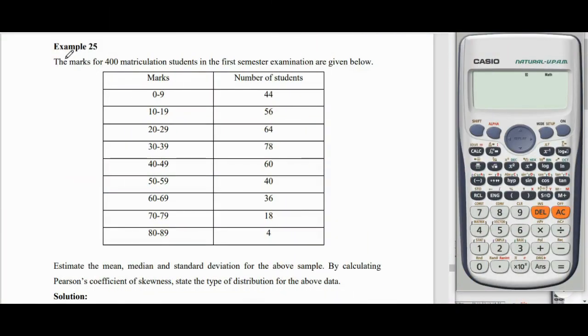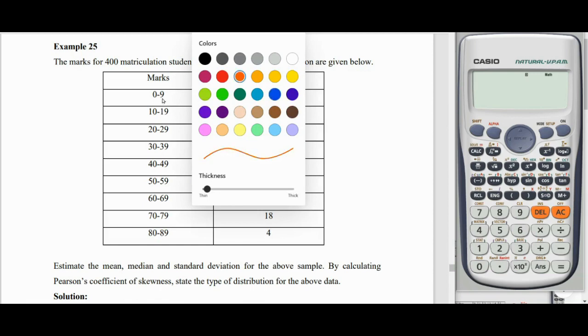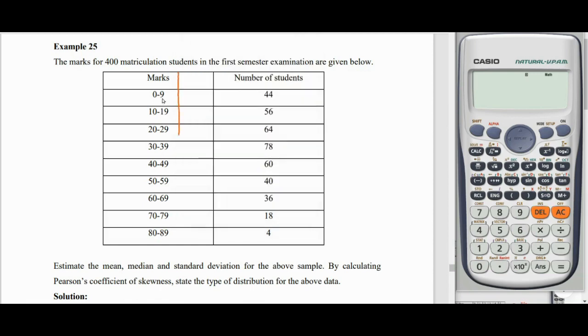For this question, given that the marks for 400 matriculation students in the first semester exam are given below. So you can see this is grouped data. While doing grouped data, what we need here will be our X. So our X here will be the midpoint of the class to represent the class. So for this midpoint, we have to find out, which is 4.5. Continue, it will be 14.5. Then you can see the pattern already.